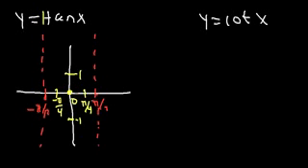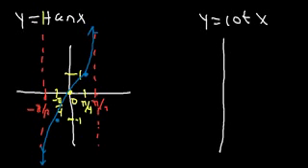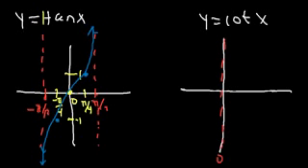Tangent pi over 4 is 1. Tangent negative pi over 4 is negative 1. So the graph, it starts here and eventually goes like that. That's tangent. Cotangent goes in the opposite direction, but let's graph it. Now the vertical asymptotes for cotangent are 0 and pi.